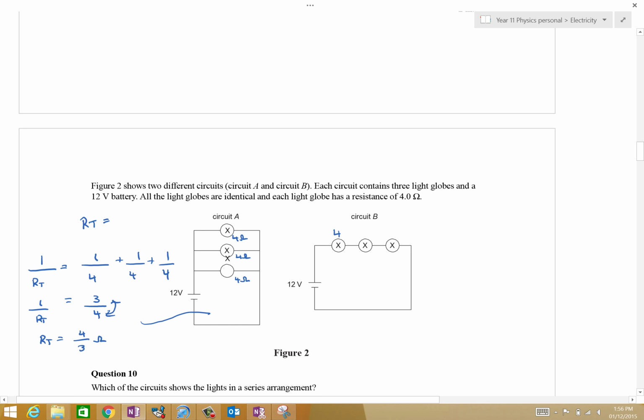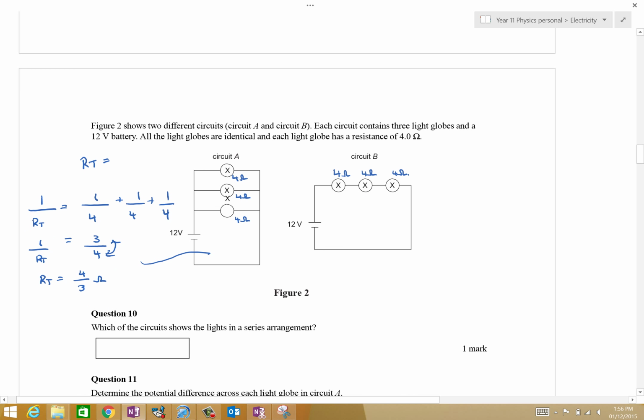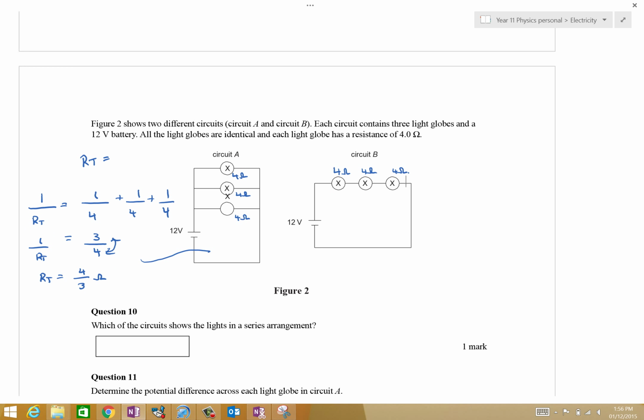What about this though? What's the total resistance in series? We just add them. Okay, so the total resistance of circuit B is 12 ohms. Which of the circuits shows the lights in the series arrangement? Obviously that is B.